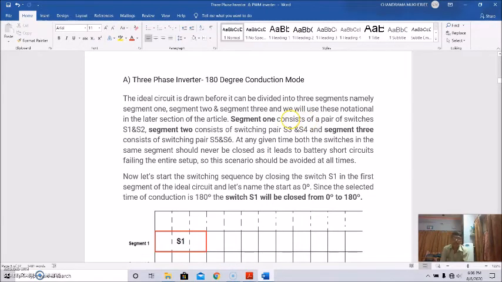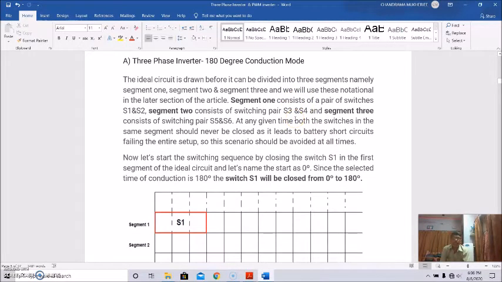So the ideal circuit is drawn before it can be divided into 3 segments, namely segment 1, segment 2, and segment 3. And we will use this notation in the later section of this lecture. So segment 1 consists of a pair of switches S1 and S2. Segment 2 consists of switching pair S3 and S4, and segment 3 consists of switching pair S5 and S6.